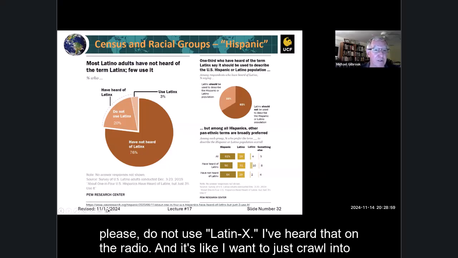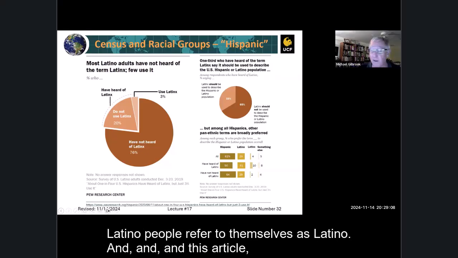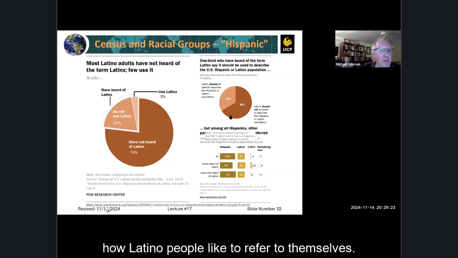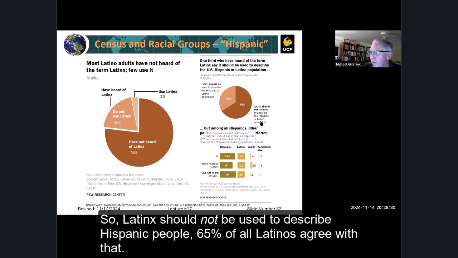I've heard that on the radio, and I want to just crawl into a hole and die when I hear that. That is just awful. But even Latinx, there's no reason for it. Latino people refer to themselves as Latino. And this article, if you follow the link here, gives you a big breakdown from that poll of how Latino people like to refer to themselves. So Latinx should not be used to describe Hispanic people. 65% of all Latinos agree with that.